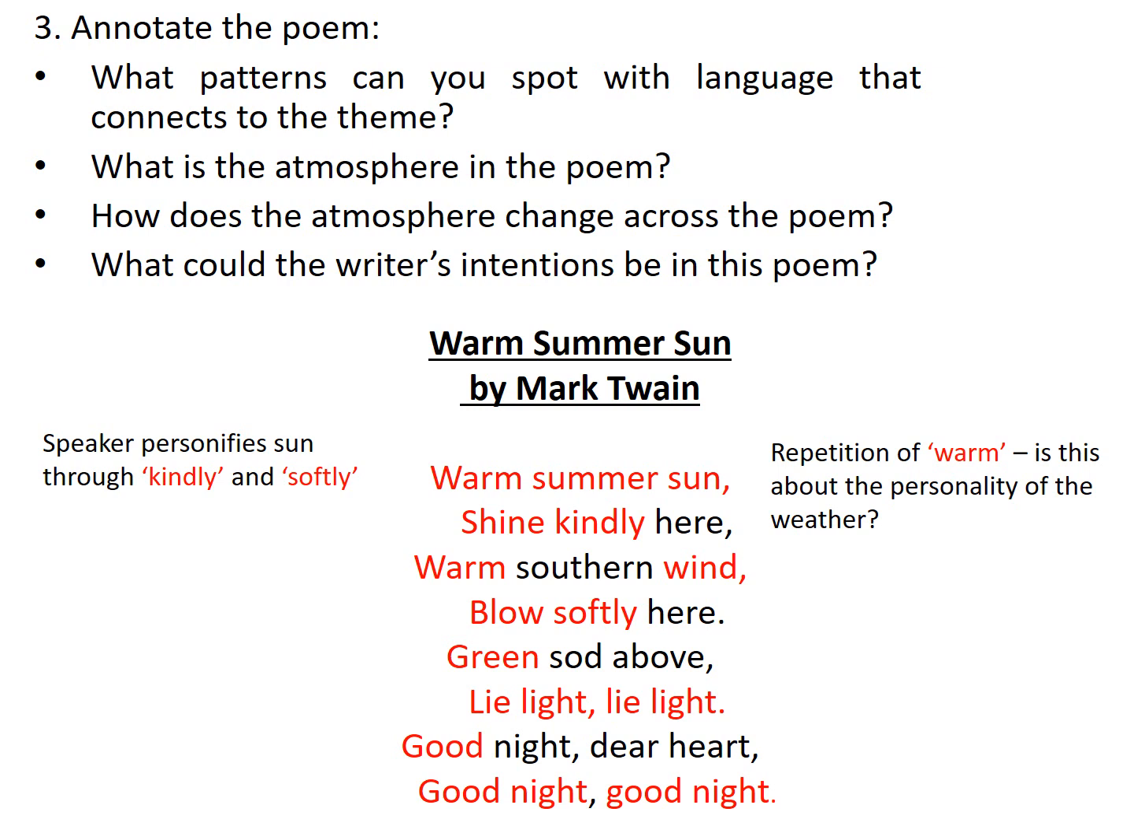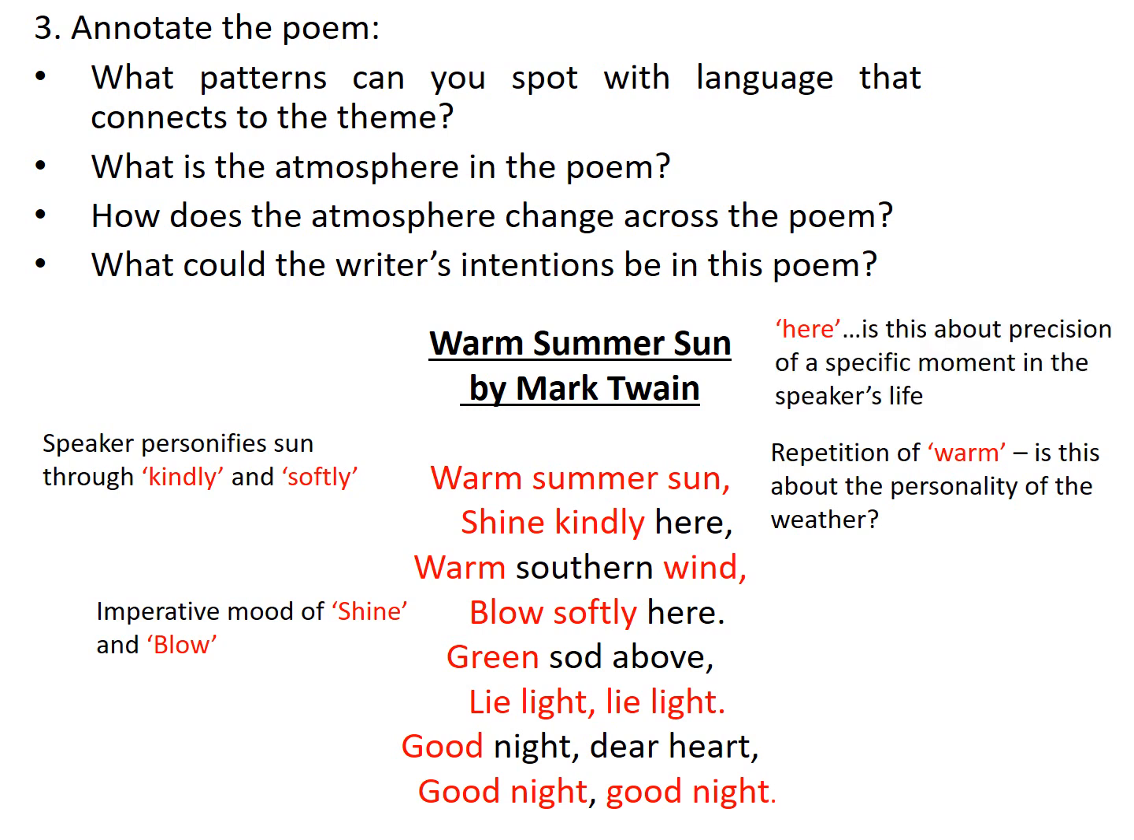So instantly I'm aware that the speaker is personifying the sun through the adverbs kindly and softly. The repetition of warm, whether it's warm summer sun or warm southern wind, it's as if there's a personality to the weather, and actually there's a bit of pathetic fallacy there in that we're learning that the sunshine is associated with joy, so we're thinking there's some sort of hope in this. There's also an imperative mood of shine kindly, blow softly. It's like, help me, be there. It's a commanding thing. It's specific as well.